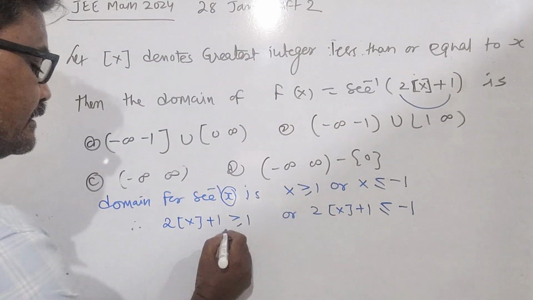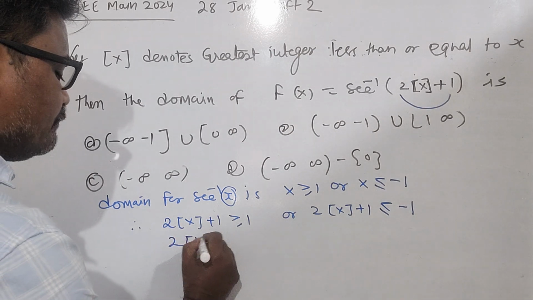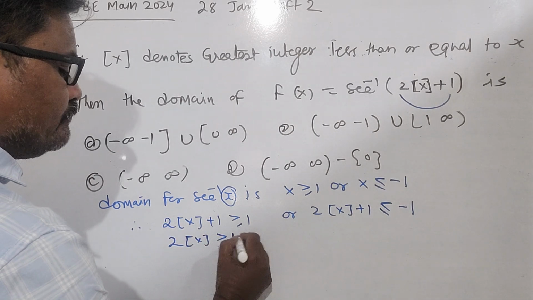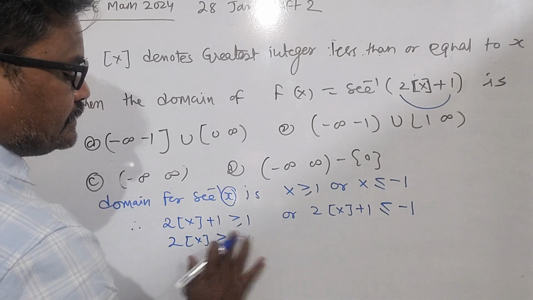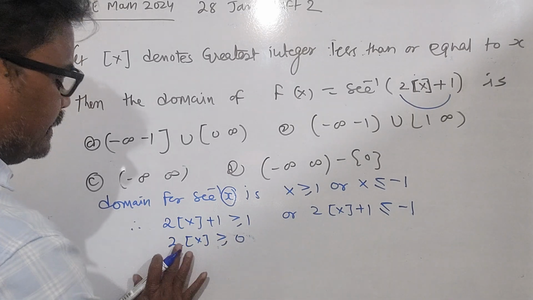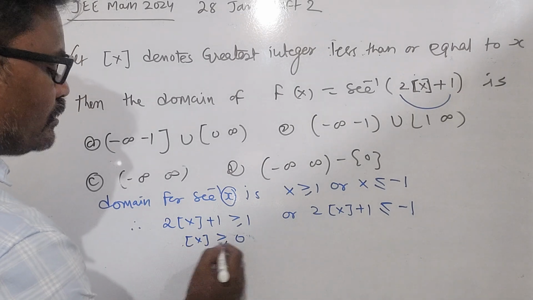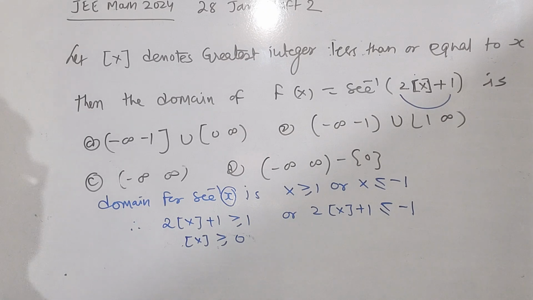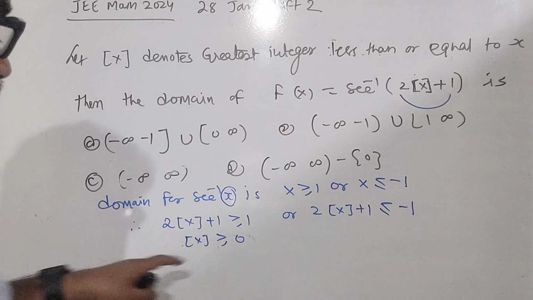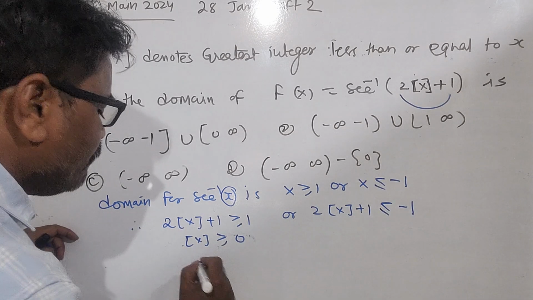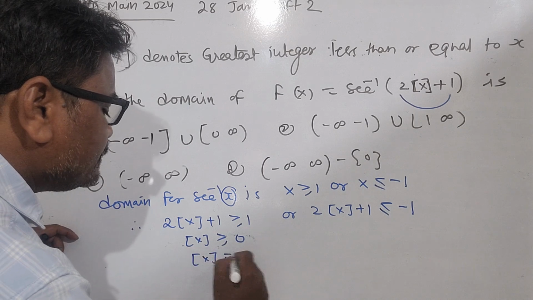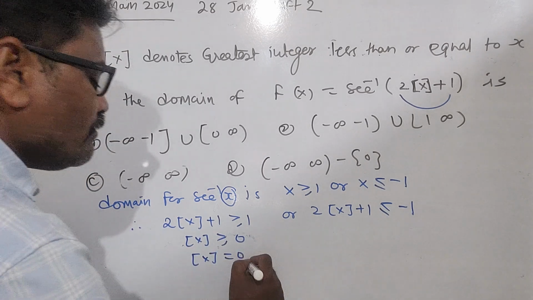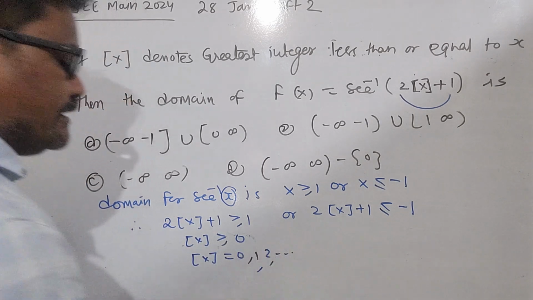So I can write this as 2 box of x greater than or equal to 1 minus 1, that is 0. Again dividing by 2, box of x is greater than or equal to 0. That means box of x is either 0 or 1 or 2 and so on.